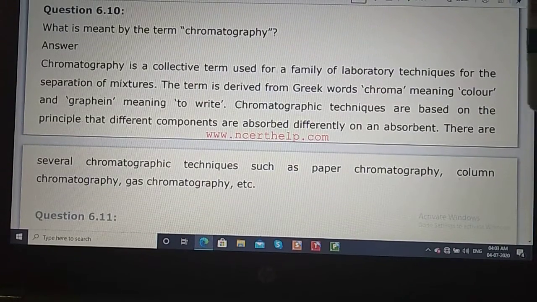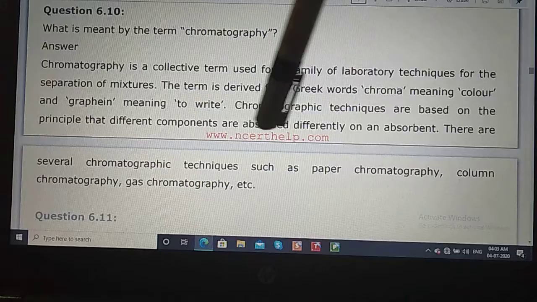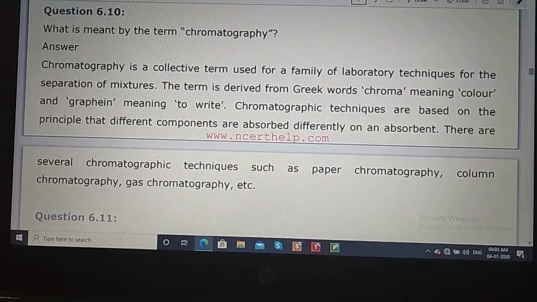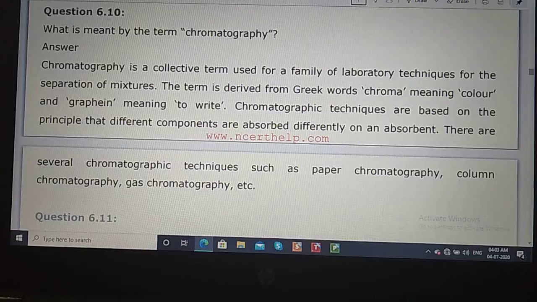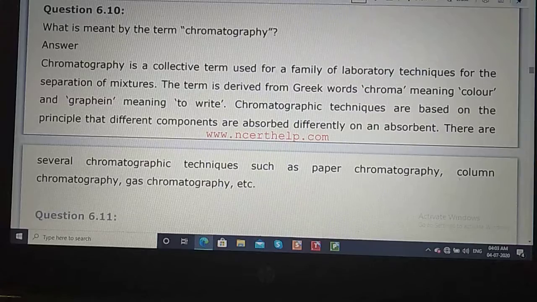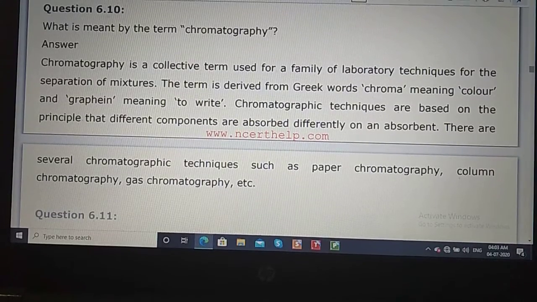Chromatographic techniques are based on the principle that different components adsorb differently on the adsorbent. There are several chromatographic techniques, such as paper chromatography, column chromatography, gas chromatography, etc. Dear student, for better understanding, let me come to the board.